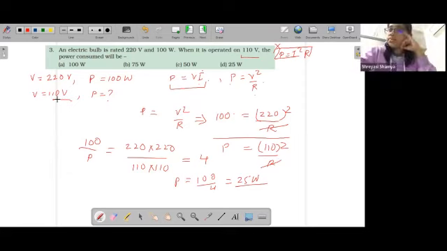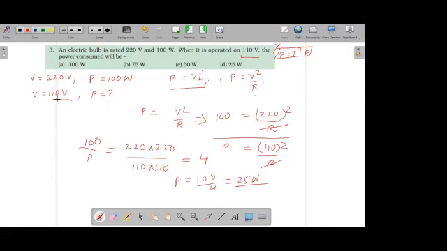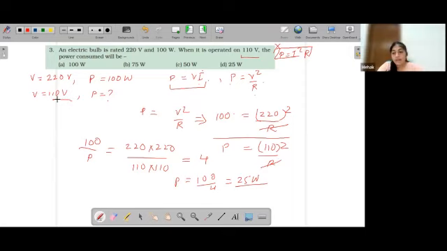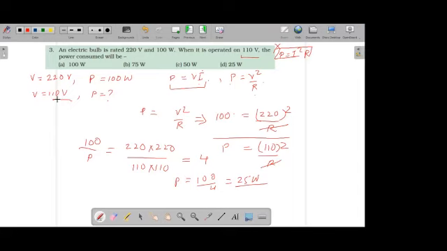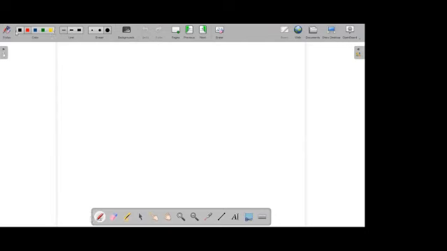Okay, sir. Yes, sir, I use the formula V squared by R. I thought that R is constant in both, so I can use that. Yeah, so you can use this formula, you can go step by step. Actually, I have not done all the steps, so you can compute it like this: power is equal to V squared by R. So you first compute the value of R as V squared by P, right?